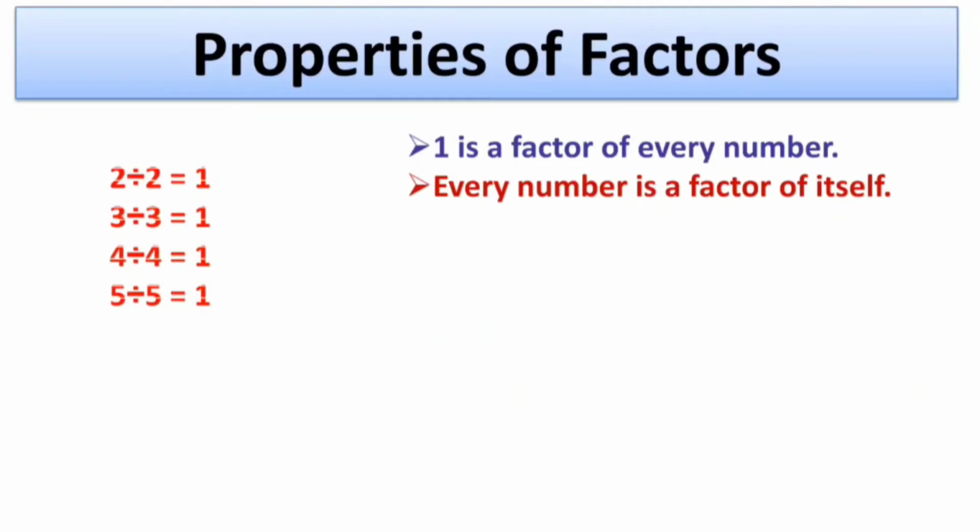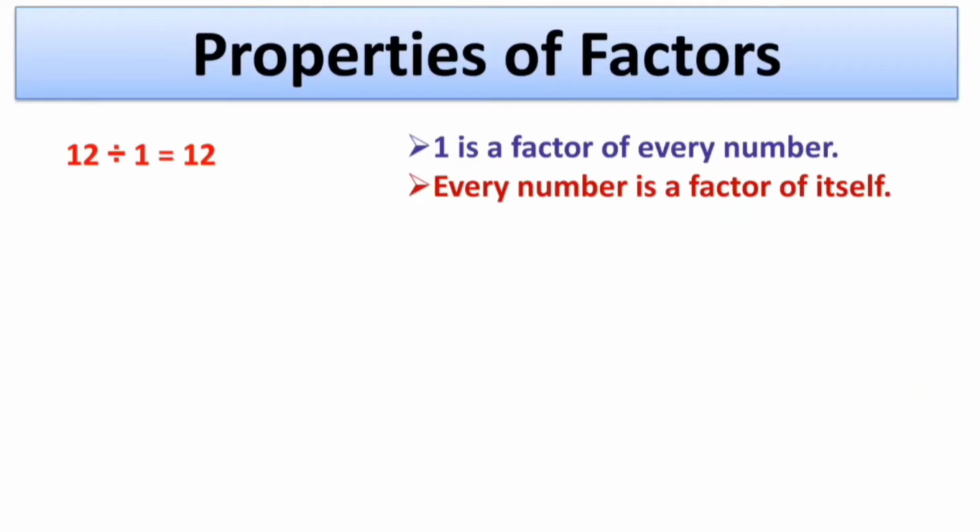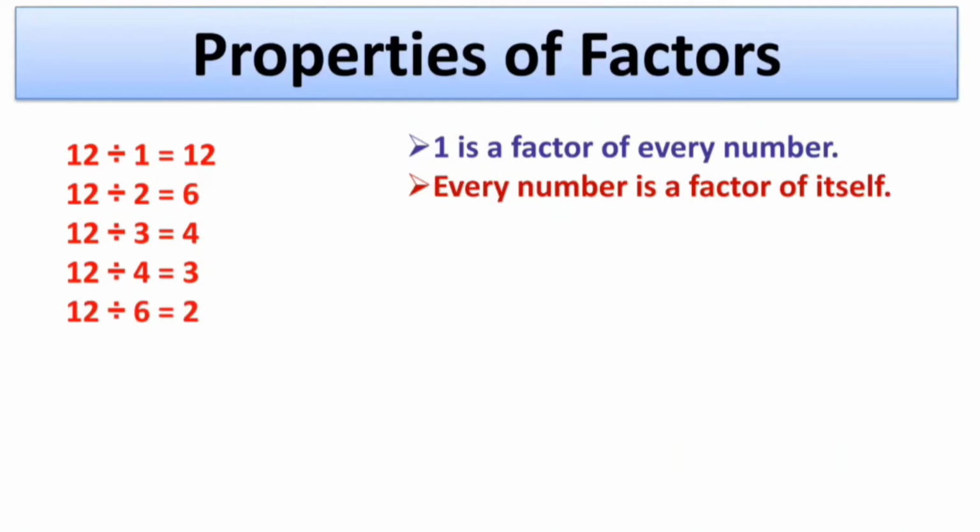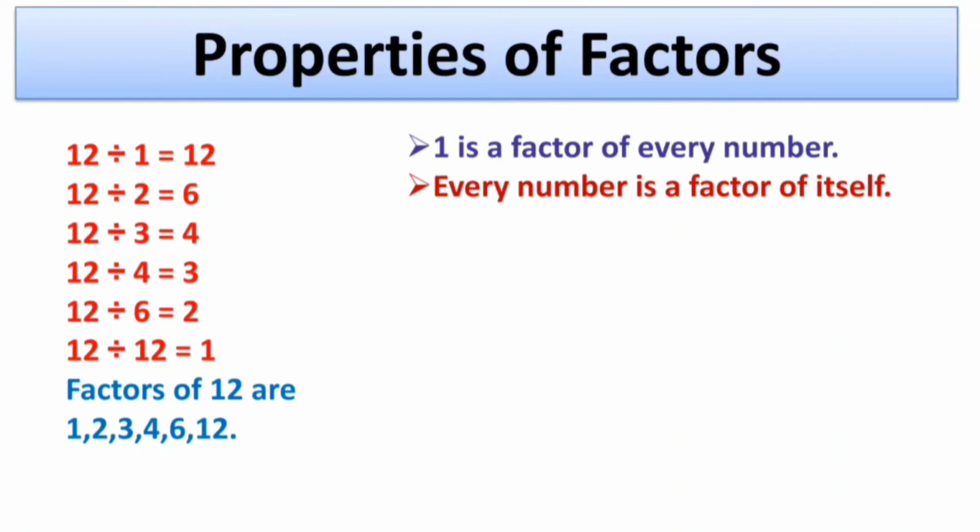Now 12 divided by 1 equals 12. 12 divided by 2 equals 6. 12 divided by 3 equals 4. 12 divided by 4 equals 3. 12 divided by 6 equals 2. And 12 divided by 12 equals 1. That means 1, 2, 3, 4, 6 and 12 are factors of 12.